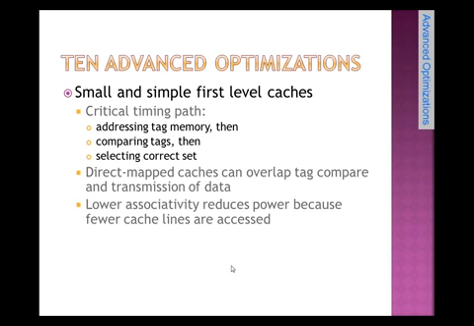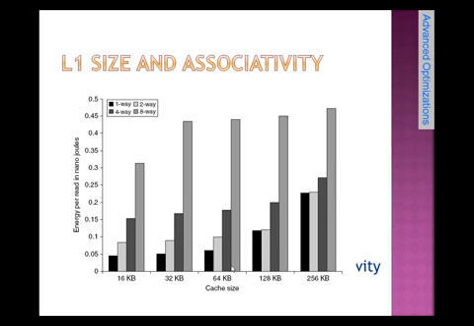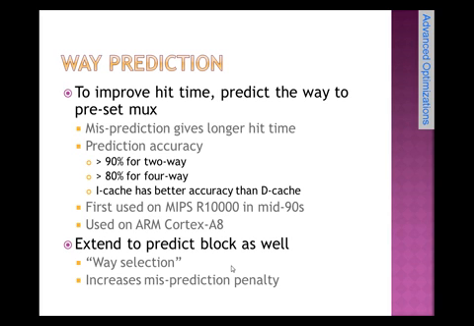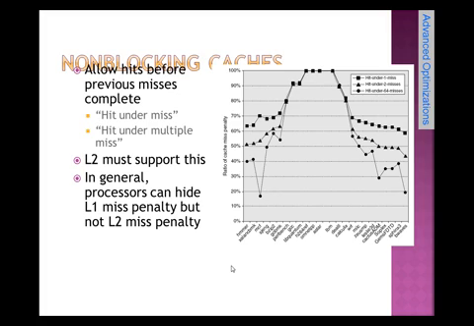There are six basic cache optimization techniques. These are the tips for simple first level caches. Then L1 size and associativity, which we discussed with the help of a diagram. Then way prediction, that is how we can predict. Then we also studied the pipelined cache, that is how different cache accesses are used in parallel.